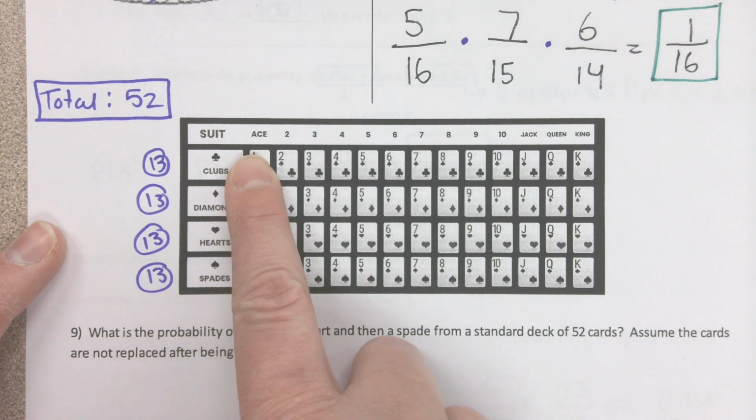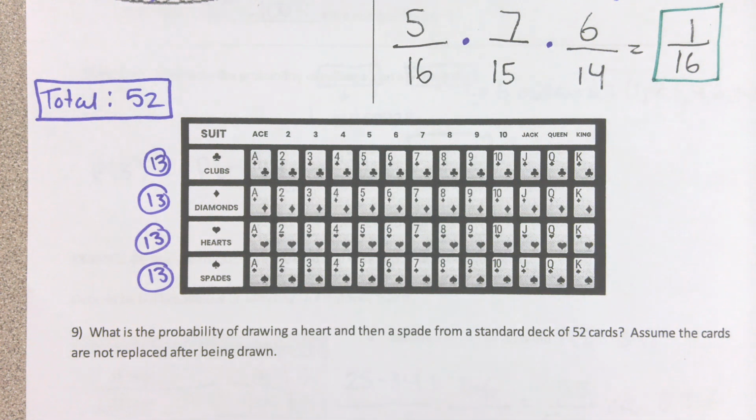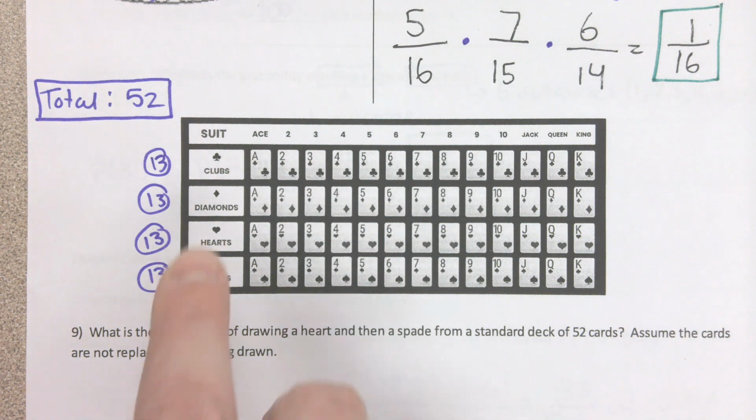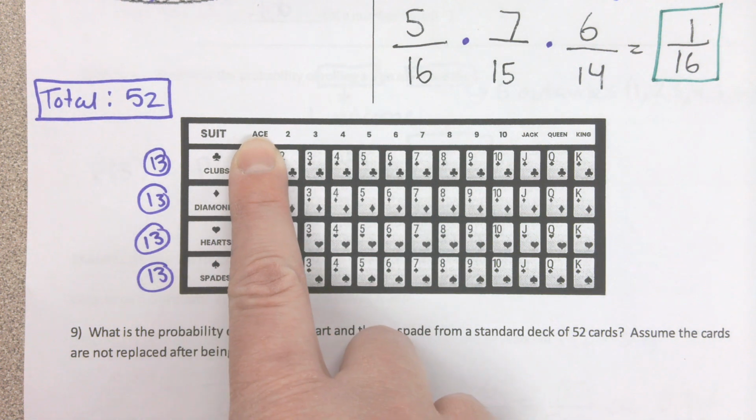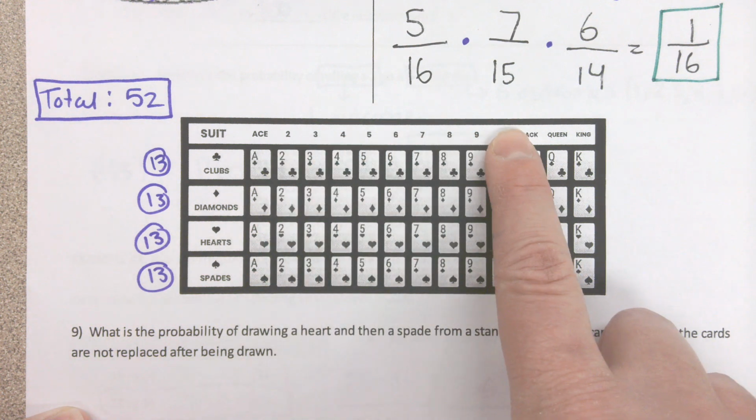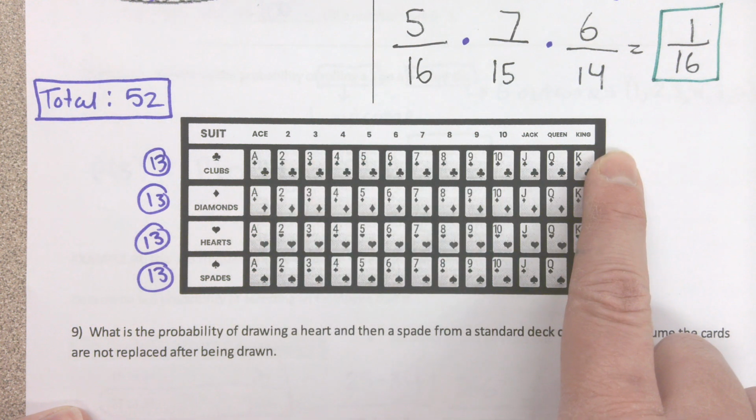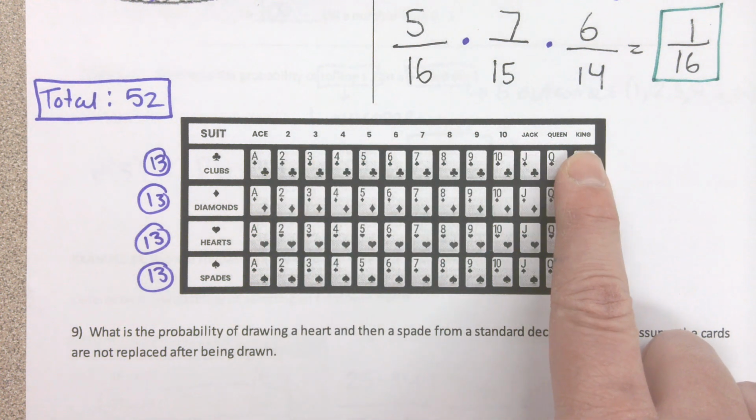These 13 cards are the same type for each suit. They just have a different suit on them. They go from ace, which we treat as like a 1, the numbers 2 through 10, and then our face cards are royalty: jack, queen, and king.